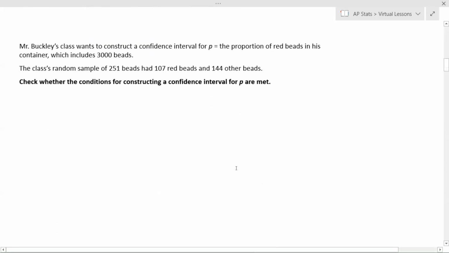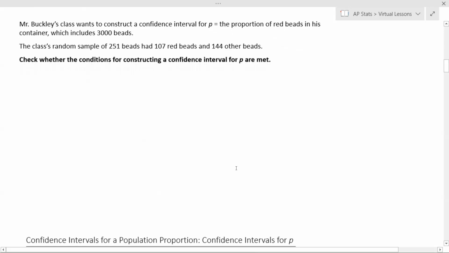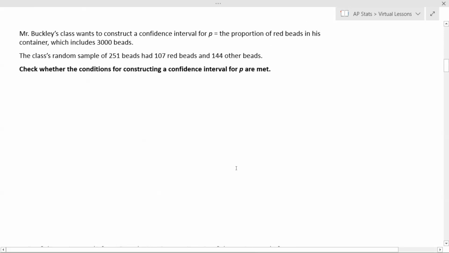Okay, so let's take a peek at an example here. Mr. Buckley's class wants to construct a confidence interval for p equals the proportion of red beads in his container, which includes 3,000 beads. The class's random sample of 251 beads had 107 red and 144 other beads. So we're going to check whether the conditions for constructing a confidence interval for p are met. So the first thing we want to do is check if it's random.